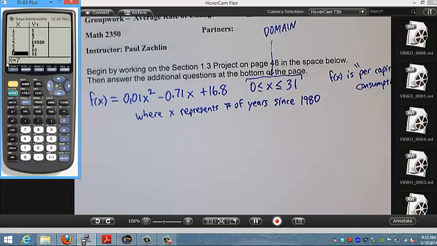Okay. So let me press y equals. Let me clear out the last thing I had in there. And I'm going to type in 0.01 x squared minus 0.71 x plus 16.8. And so I put that in my y equals and I have it, right?